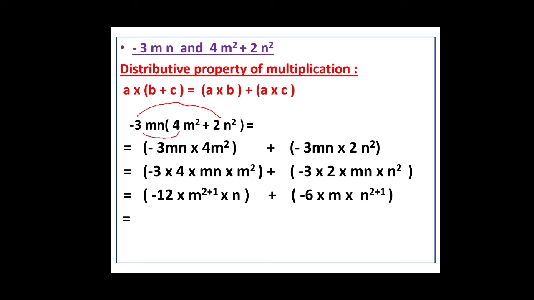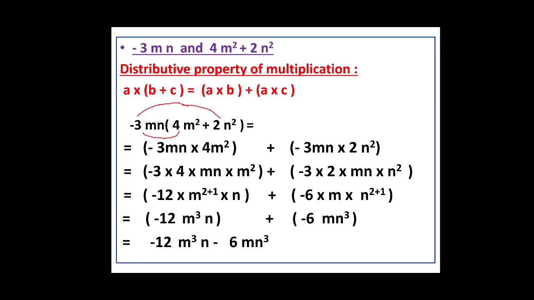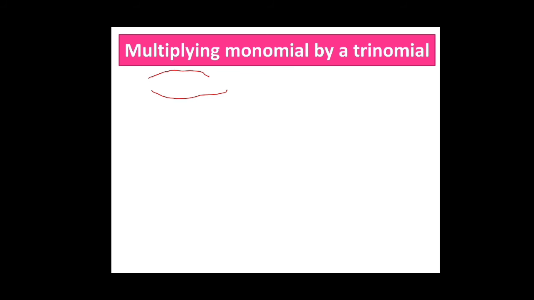So let us see now. So minus 12 into m to the power of 2 plus 1 gives m to the power of 3 into n gives n. So minus 12 m cube n plus minus 6 m n to the power of 2 plus 1 gives n to the power of 3, minus 6 m n to the power of 3. So minus 12 m cube n plus into minus gives minus. So minus 6 m n cube is our result.